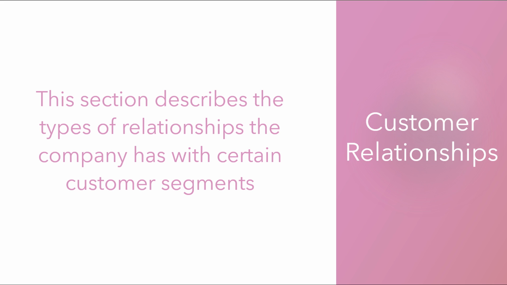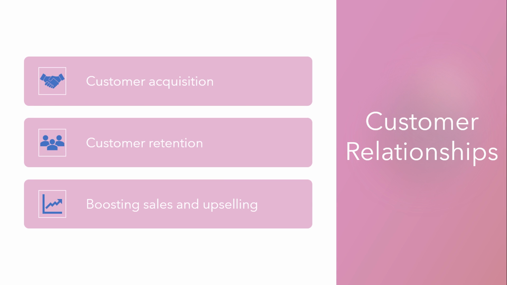Okay, so next we're going to be covering customer relationships. This section describes the type of relationships a company establishes with specific customer segments. A company should clarify the type of relationship it wants to establish with each customer segment. This is important because it'll let you know how to communicate with your customers and how to keep them. Relationships in here can range from personal to automated.